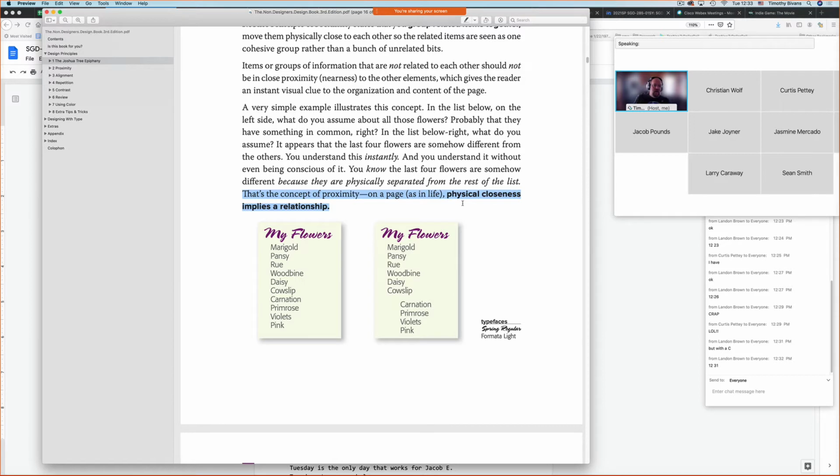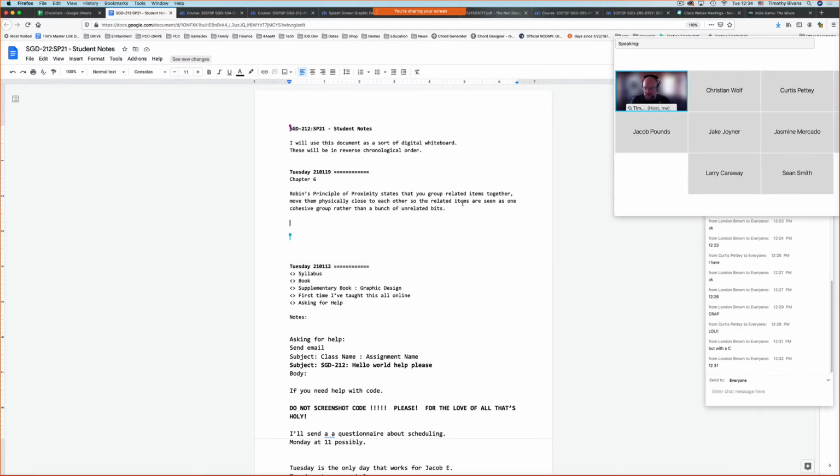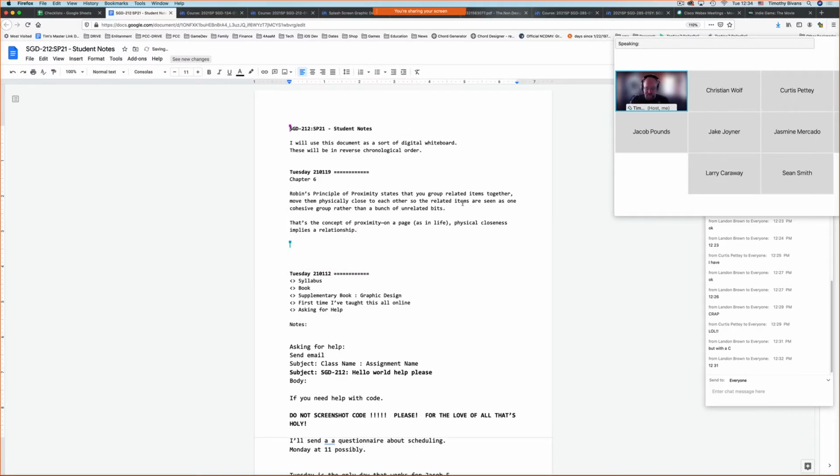When you go to a party and you see these three people over here close together and these four people over here close together, and you see little cliques in the party, you automatically assume they're close friends and they're sticking together, and there are different little cliques going on. That closeness implies a relationship. So it's the same thing with visual elements on a page.